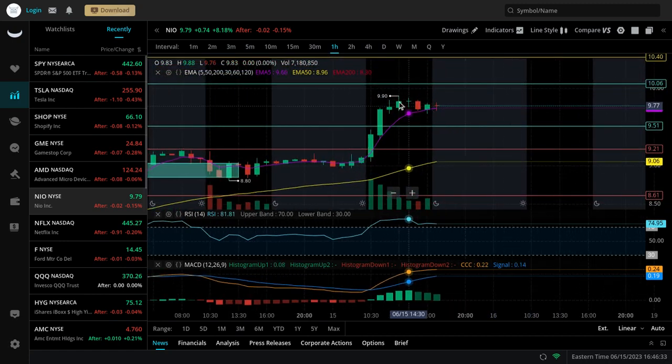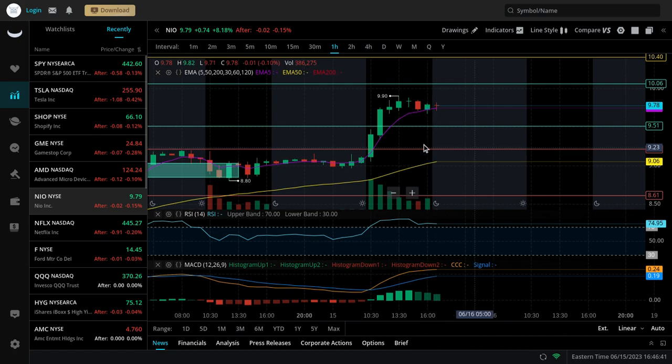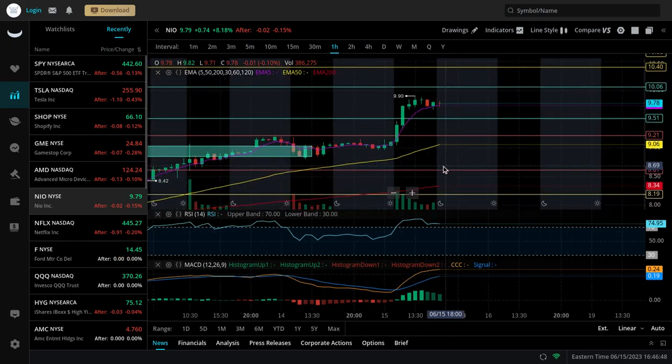If it breaks down, we're going to be watching support at 9.75, which is not that strong. The stronger one is going to be 9.5. And then we have 9.21 being support, because this is where the previous resistance level was. Then the 50 EMA is at 9.06. So overall, there's no true sign of weakness.